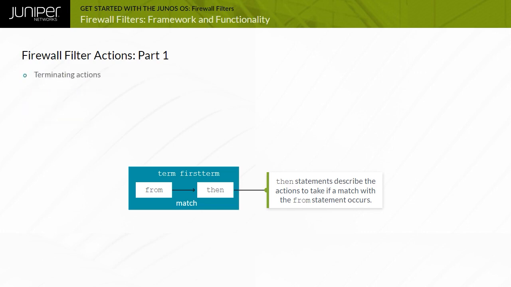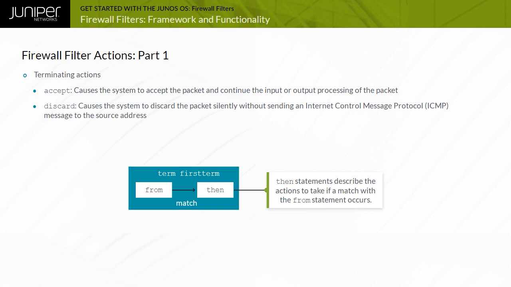Terminating actions cause the evaluation of the firewall filter to stop. The accept action causes the system to accept the packet and continue the input or output processing of the packet. The discard action causes the system to discard the packet silently, without sending an Internet Control Message Protocol, or ICMP, message to the source address.